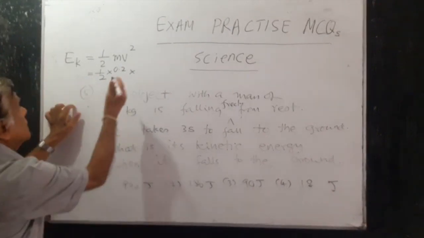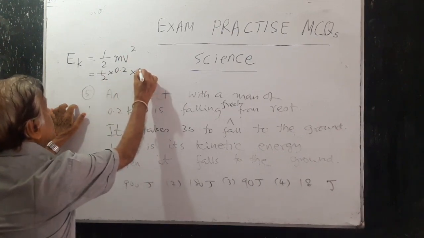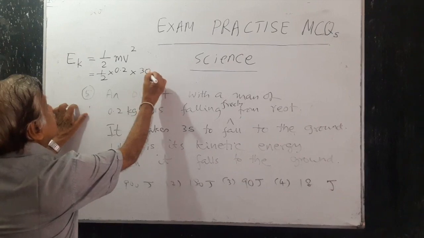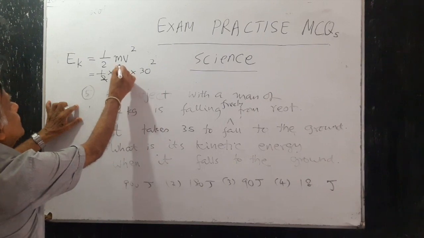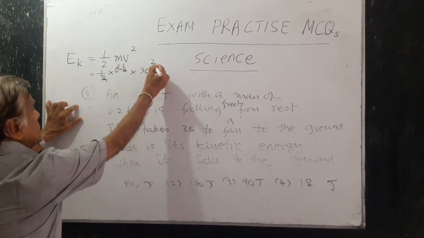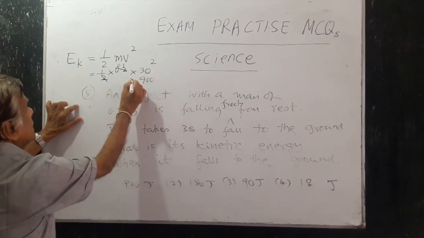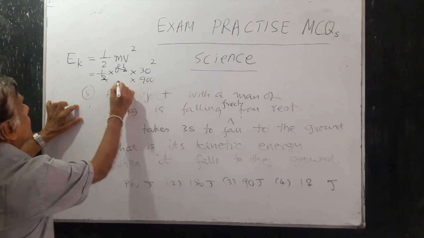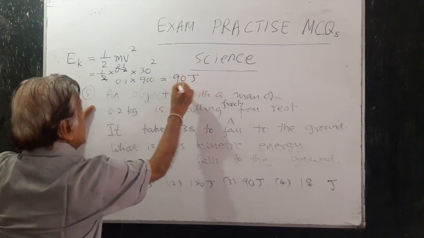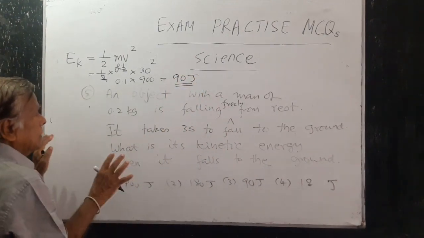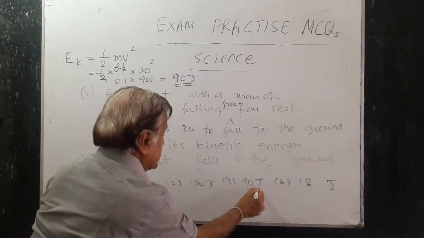Now you can calculate. Half, mass 0.2, v is 30 meters per second, 30 squared. Half of 0.2 is 0.1. 30 squared means 900, 30 multiplied by 30. You have to multiply this by 0.1. Therefore, kinetic energy of this object when it falls to the ground is 90 joules. Third answer.